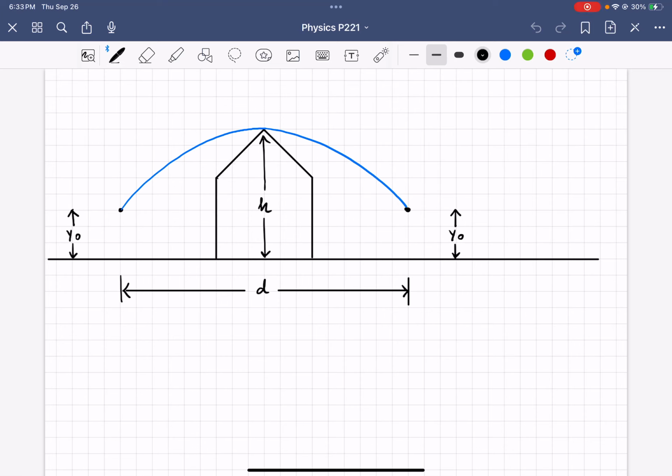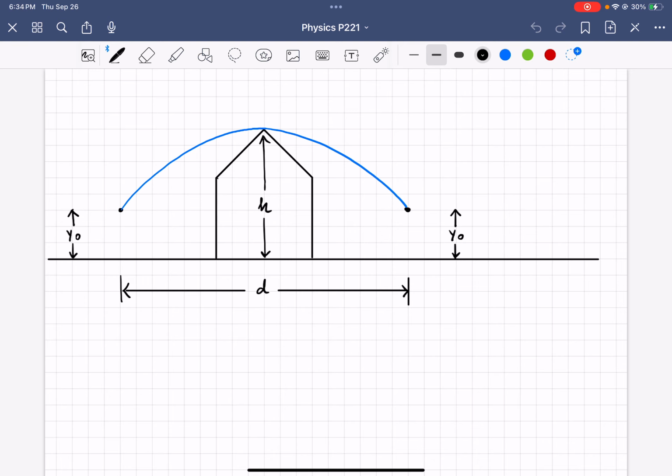A large structure is directly in between the two of them. And the question is, how fast does the projectile need to be thrown so that it just clears the top of the structure? So I'm going to call the height of this structure h. I'll call the distance between the two people d, and I'll call the initial height above the ground from which the projectile leaves their hands y sub 0.